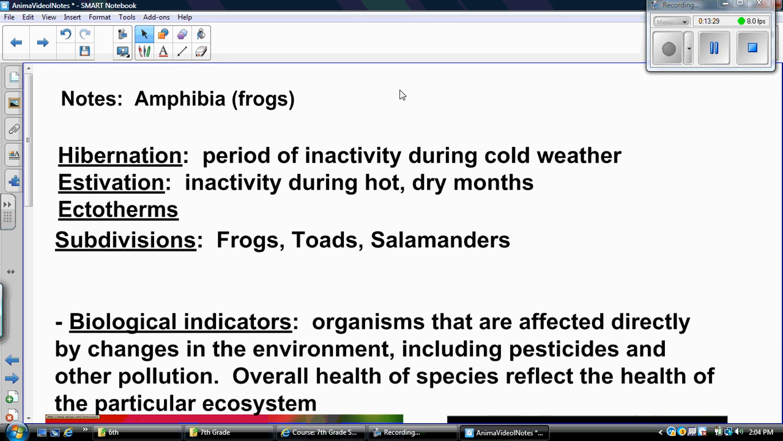Phylum amphibians are frogs. They hibernate. They have a period of inactivity during cold weather. They also have an inactivity during hot, dry weather, which is estivation. They're ectotherms, meaning they respond to the surroundings. Their temperature does. Subdivisions are frogs, toads, and salamanders.